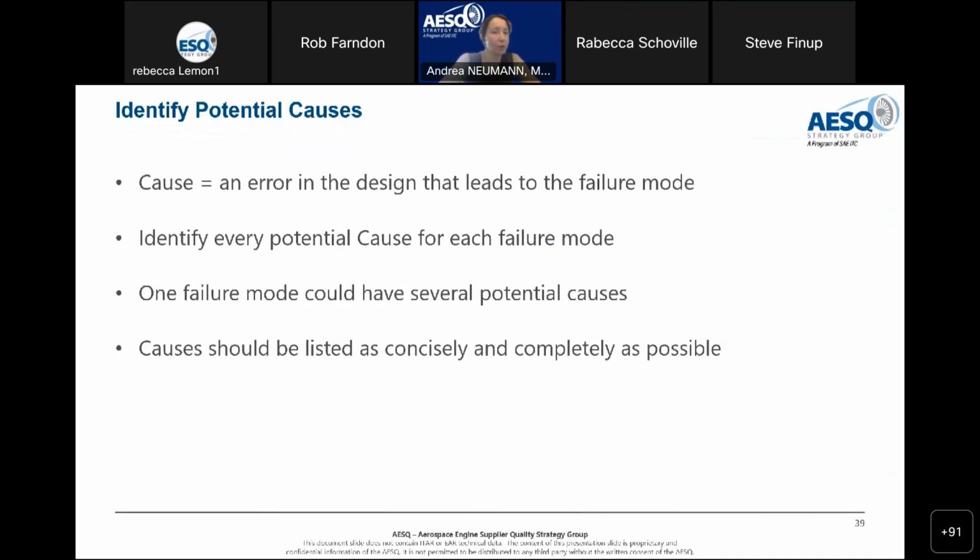So the first bullet point is really important. A cause is always an error in the design that leads to the failure mode.